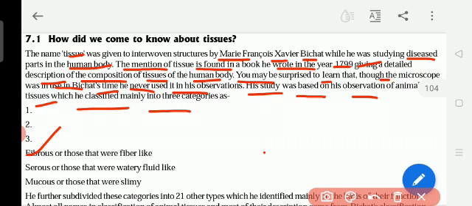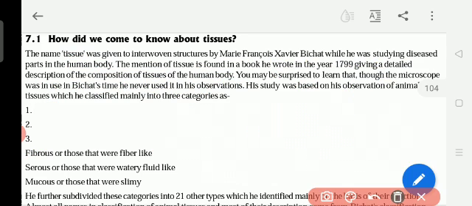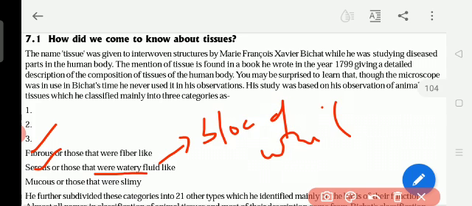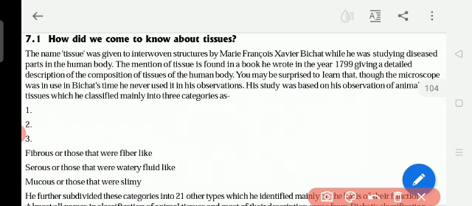The first one is the fibers, or those that were fiber-like. Some tissues are like fiber. For example, when the coconut is grown up and we remove the skin outside the coconut, we can see some threads. It is the fiber. So some tissues are like fiber, some are like serous, that means fluid or water, like blood or white blood cells. And some are like mucus, or those that were slimy. So he divided them into three categories: fibrous, serous, or mucous.